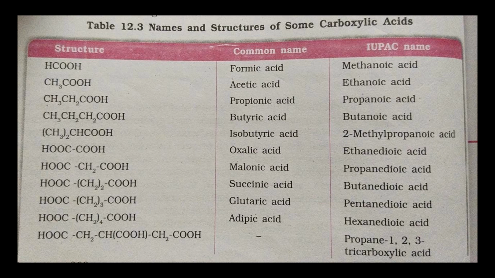Then HOOC-COOH, which is oxalic acid, also called ethanedioic acid. Next one, HOOCCH2COOH, which is malonic acid, which is propanedioic acid. Next one, HOOC(CH2)2COOH, which is succinic acid, which is butanedioic acid.